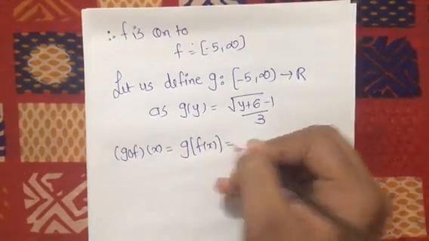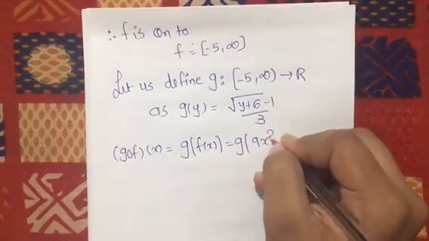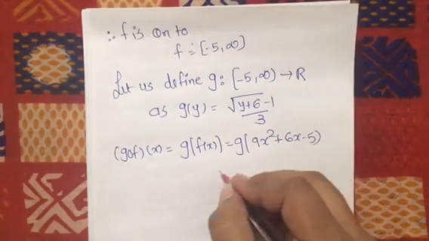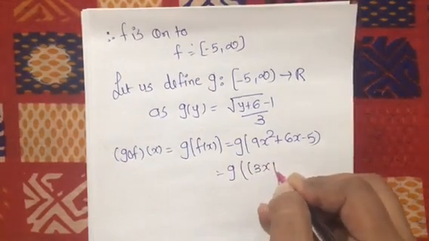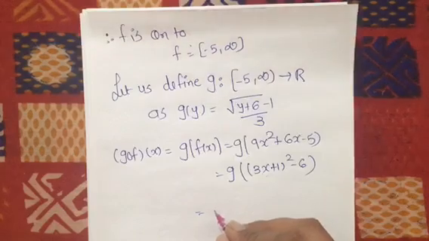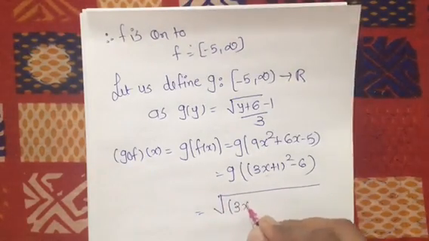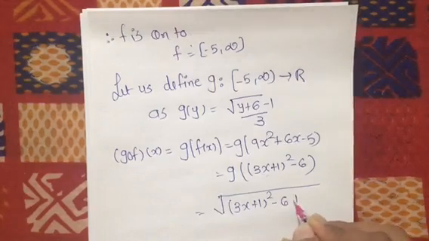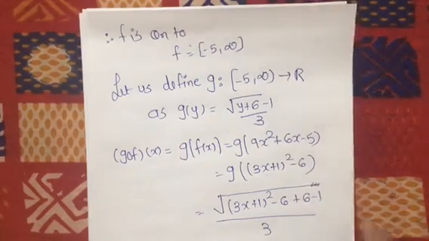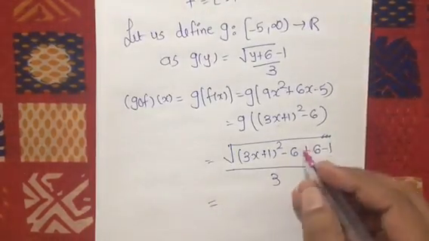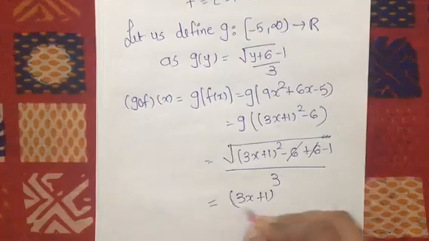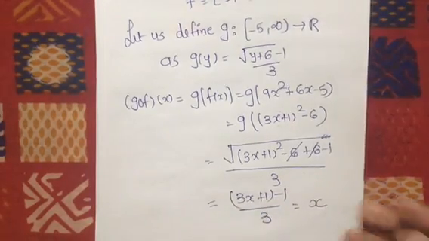Okay, so let's prove g of f of x equals g of 9x square plus 6x minus 5. So this is nothing but g of (3x plus 1) whole square minus 6. This is according to the third term value. Now put the value of y. So this is (under root of (3x plus 1) whole square minus 6 plus 6, minus 1) divided by 3. The bracket is outside the under root. So minus 6 plus 6 cancel, square and square root cancel. So this is (3x plus 1 minus 1) divided by 3. So the answer is x.